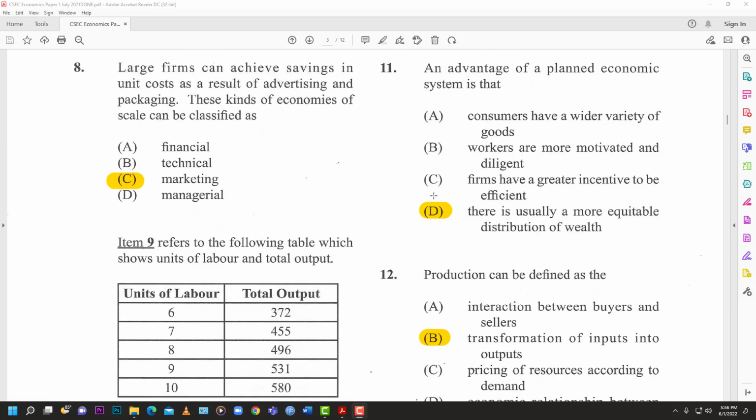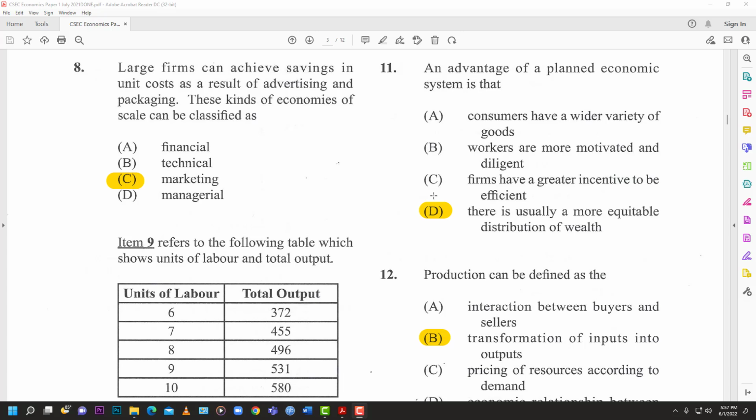Number 11, an advantage of a planned economic system is that A, consumers have a wider variety of goods. Well, the answer here is D. Again, we have seen this question before, right, in previous papers. There is usually more equitable distribution of wealth, right? So that's what they want to say. They say usually. Remember we said that is the idea of a planned economy, that everything will be distributed equally. But the reality is that's not the case, right? But that's on paper what it's supposed to be. And so D, there is usually more equitable distribution of wealth. Even though it means that everybody is going to be poor, so be it, at least everybody is equally poor.